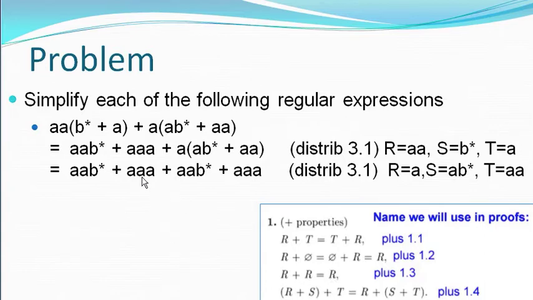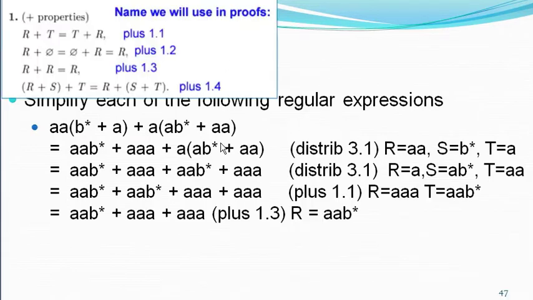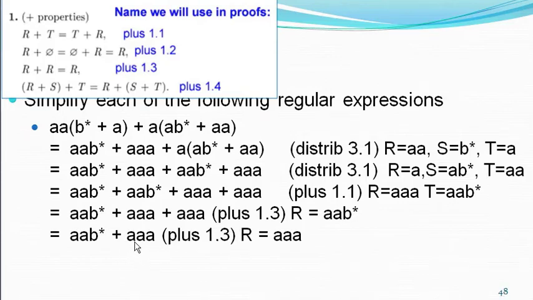But in order to do that, I need to have them next to each other, and I don't yet. So I could use plus 1.1 to swap these first two around. These guys can swap around by plus 1.1, where R is AAA and T is AAB star. Once I've flipped them, I can use that combine rule to combine the two AAB stars. I'm using plus 1.3 and R is AAB star. Then I can do the same thing again on the AAAs, using plus 1.3 again.